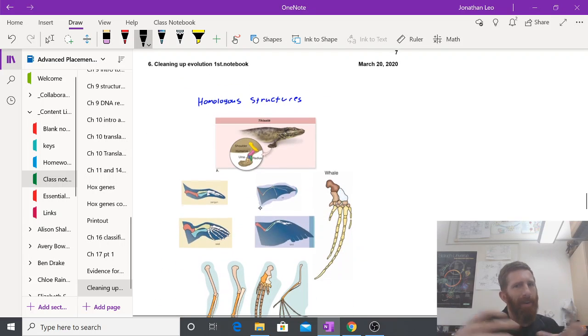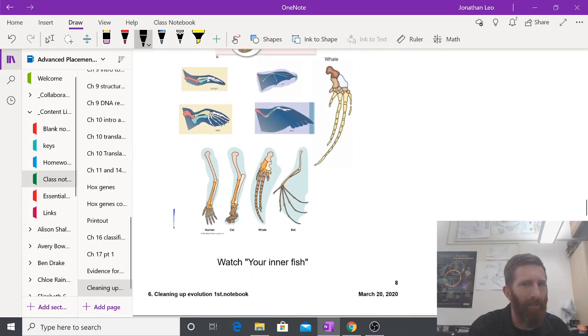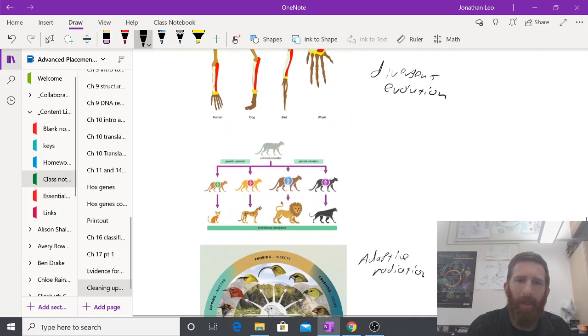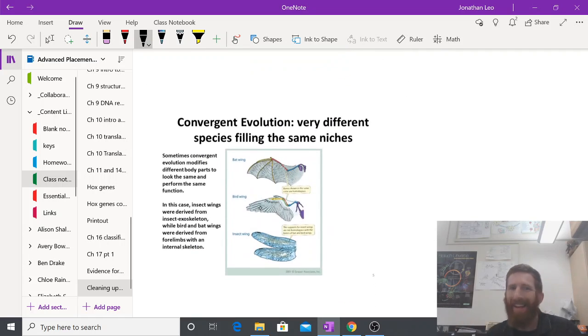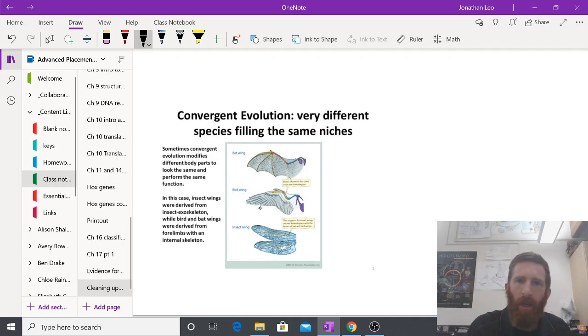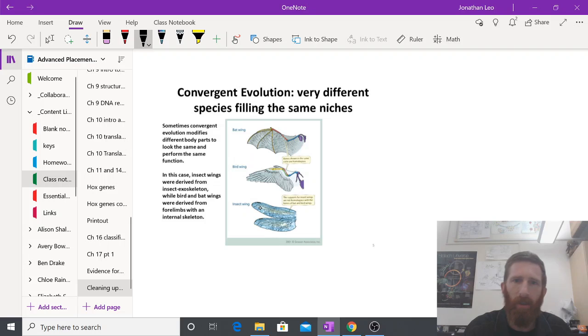So, like I said, this is kind of cleaning everything up. It's everything that fits together, but then also it's just a fire hose, so I apologize. The antonym of divergent evolution is convergent evolution. You can read the definition: very different species filling the same niches. So, we have the bat and the bird and the insect. All of them fly, but all of them have very different wings.